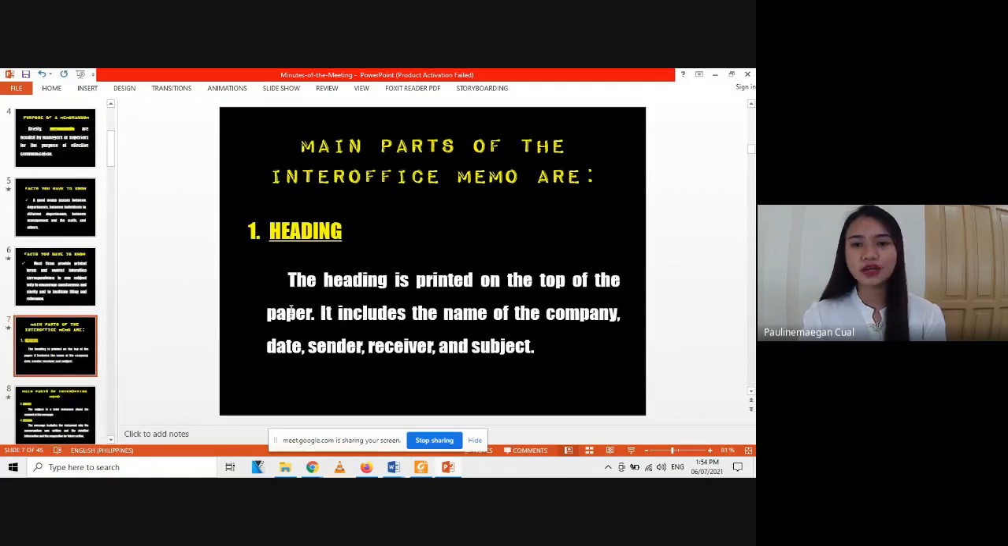Here are the main parts of the inter-office memo. First is the heading, and the heading is printed on the top of the paper. It includes the name of the company, the date, sender, and the subject. So you have to indicate all these four as part of your heading. Again, this includes the name of the company, the date you have written the memo, the sender, the receiver, and the subject. Actually, there are 5.